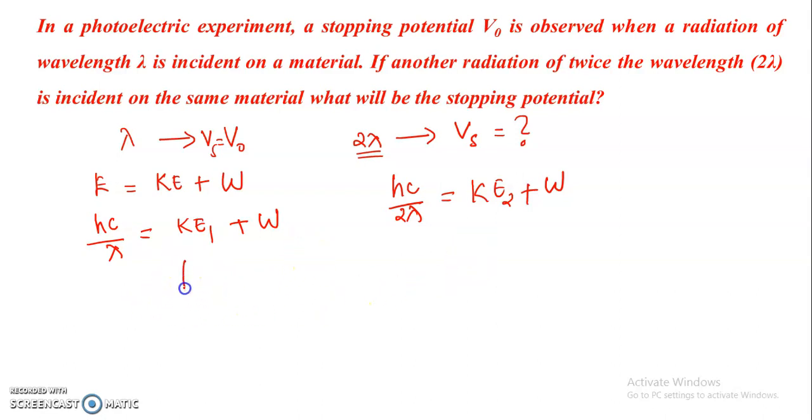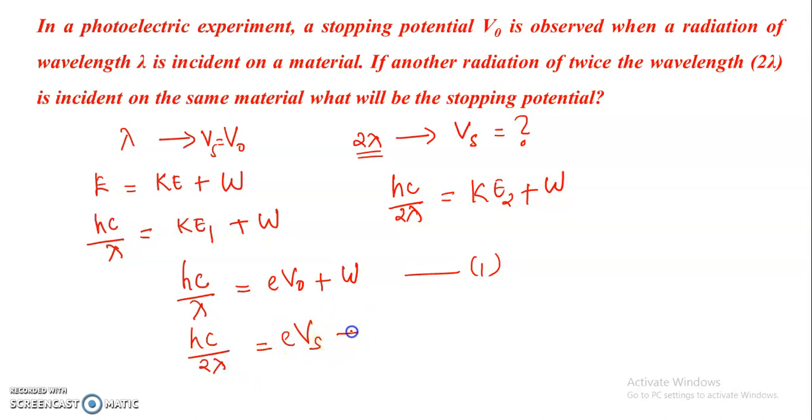So we can write the two equations as hc by lambda equal to kinetic energy. Kinetic energy in terms of stopping potential we can write as E V0, plus work function W. This is equation 1 for the wavelength lambda. And for the second case, hc by 2 lambda is equal to E Vs, the unknown stopping potential, plus W, the work function. This is equation 2.